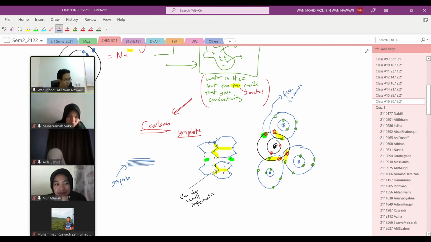But what I want to show here is that the free electrons can move, because there are free electrons here. When the electrons can move, as you learned before, the electrons are delocalized, then it can conduct electricity. That's the reason why you can use this graphite, this pencil lead.